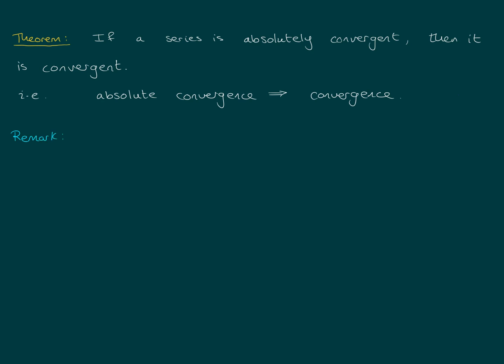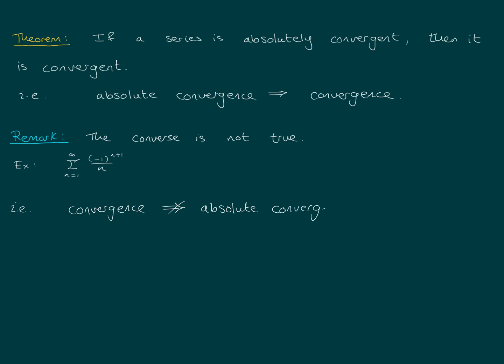Remark: the converse is not true. So convergence does not imply absolute convergence. Example, well, we've already seen an example. The sum n equals 1 to infinity of minus 1 to the n plus 1 over n, the alternating harmonic series. This is a series which converges but does not converge absolutely. So convergence does not imply absolute convergence. And this is reassuring, otherwise our definition of conditionally convergent was pointless. So conditionally convergent was convergent but not absolutely convergent.